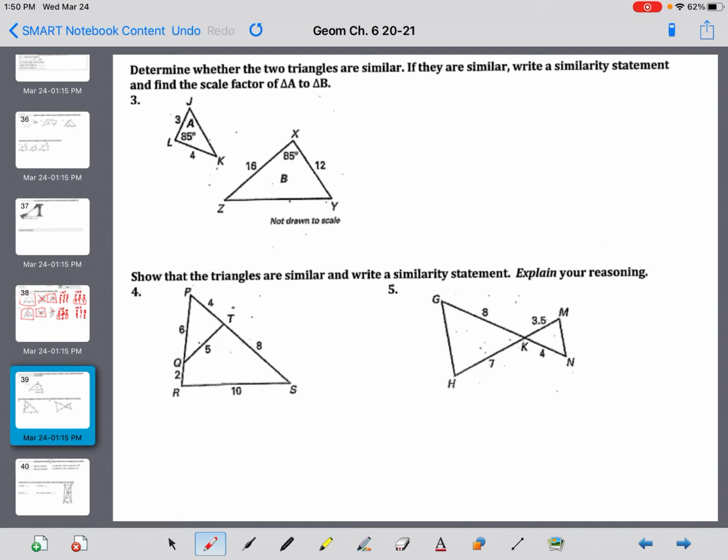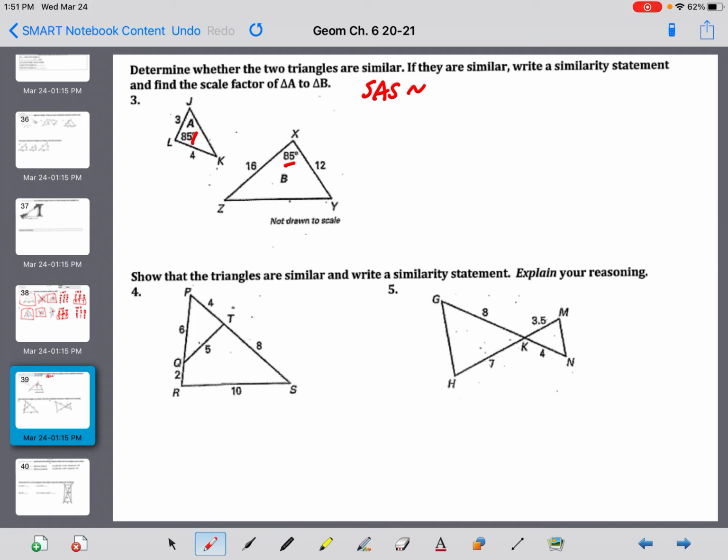Number 3 looks like it's going to involve angle, side angle, because they give us one angle. They give us this 85 and this 85. So it looks like they're trying to do ASA similarity. So check it, the angles, sorry, I wrote that wrong. It's not angle, side angle. It's side angle, side similarity. We only have one angle, SAS similarity. All right, sorry for that A and S mistake there.